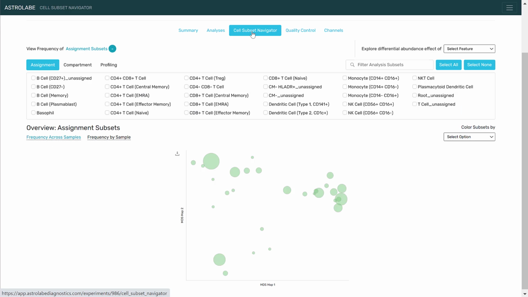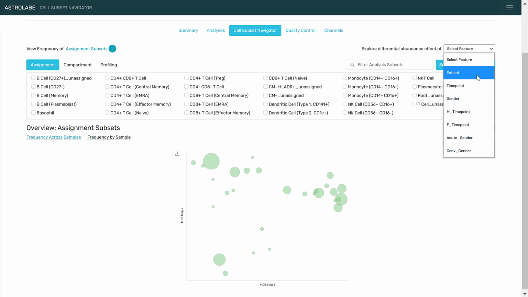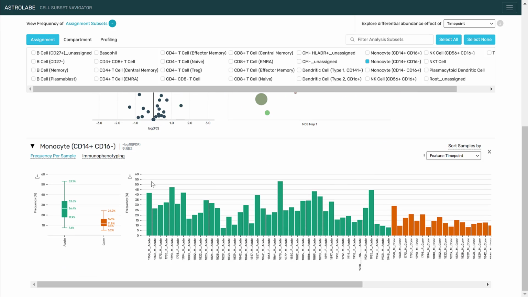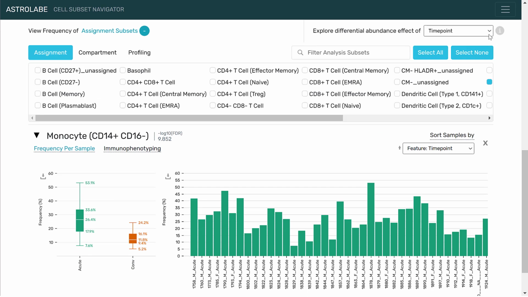When we look at the cell subset navigator, which is a composite view of the experiment, and examine time point, we can easily see one of the main conclusions of this study, which was that there was a large variation in classical monocytes between the two time points. If we scroll down, we can see in this box plot that the median frequency in the acute stage is 26.4%, and in the convalescent stage, 11.8%. But what happens when we examine this immune response by gender?